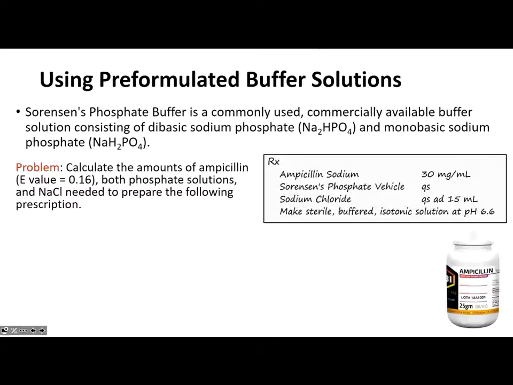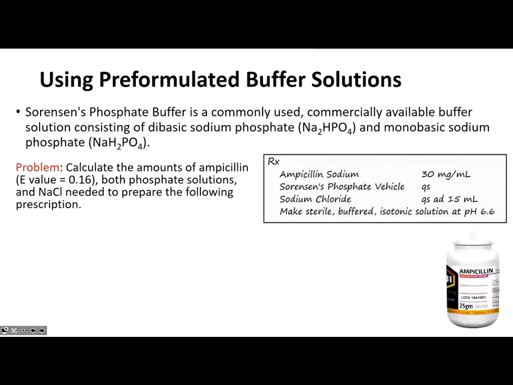So let's use Sorensen's phosphate buffers, a worthwhile one to know because we use it a lot when we compound. It basically has two solutions. The salt component of this buffer is the dibasic sodium phosphate, Na2HPO4, whereas the acid component is the monobasic sodium phosphate, NaH2PO4. So same thing, we've got a salt and an acid: the salt is the dibasic and the acid is the monobasic.